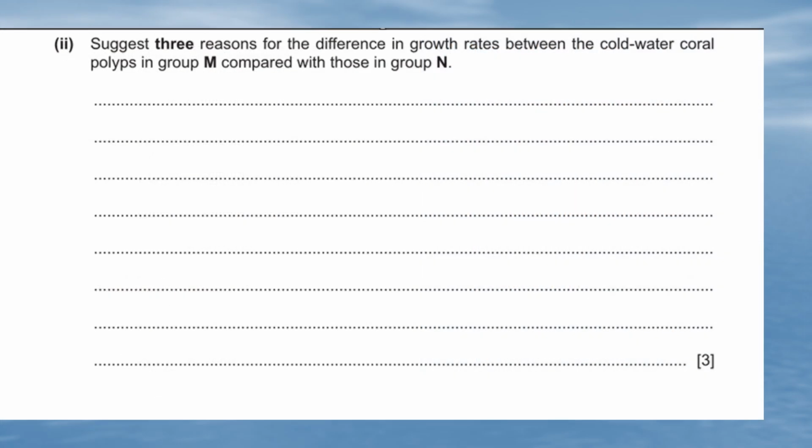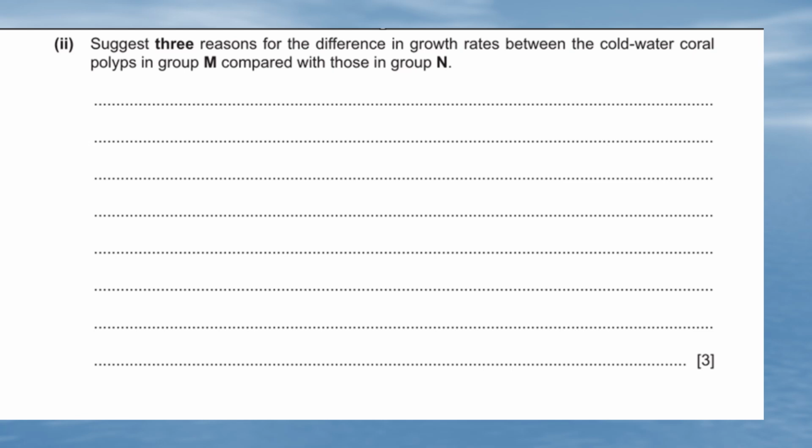As we saw, the growth rate was lower for group M compared to group N. Now they ask us for 3 reasons, 3 points, for the difference in growth rate. Here it's important to remember, these are cold water corals, so don't say anything about the plastic blocking photosynthesis. I saw quite a few students doing that, and this is for the next question. So here are my answers, what I would give.